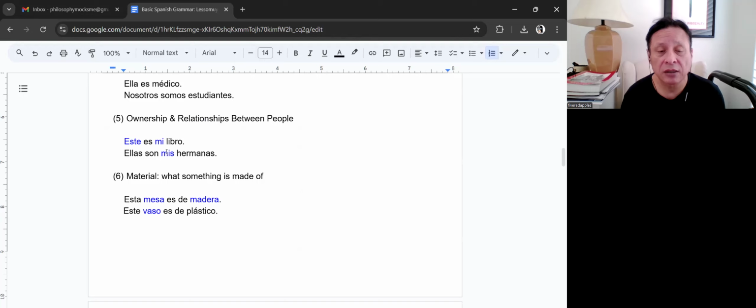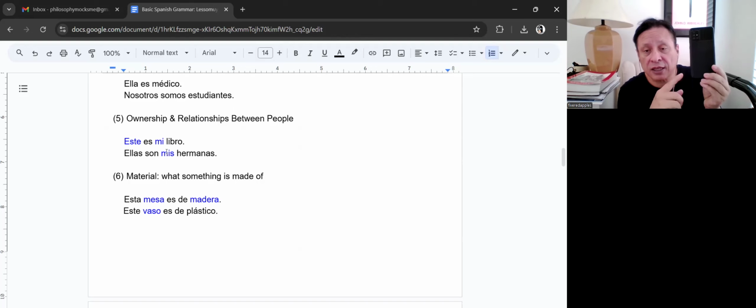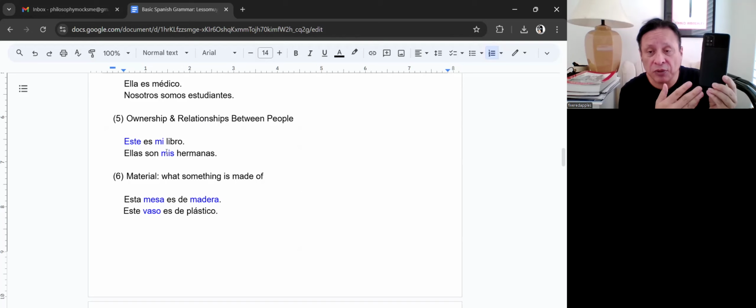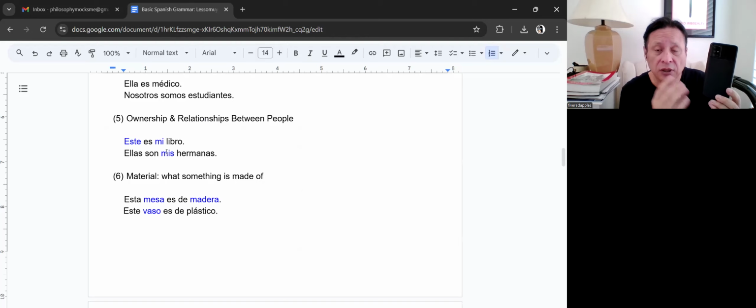So anyway, este es mi libro. Here, este is a pronoun because it's not modifying a noun. When it's modifying a noun, it's an adjective, and in Spanish it's the same spelling. So it can be a demonstrative pronoun. Demonstrative means you're pointing out, singling out something, you're demonstrating it. Here, this is my cell phone: this is a pronoun. This cell phone: this is an adjective, modifying cell phone. We call them demonstrative pronouns.